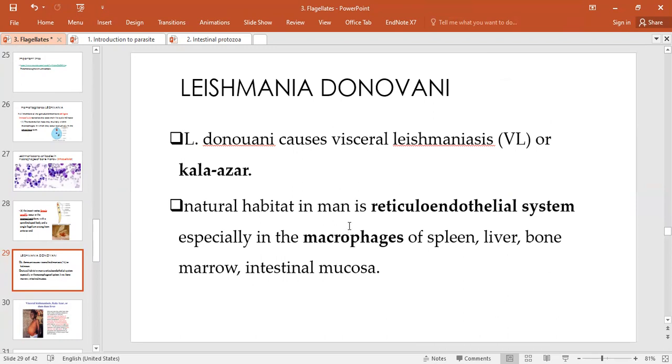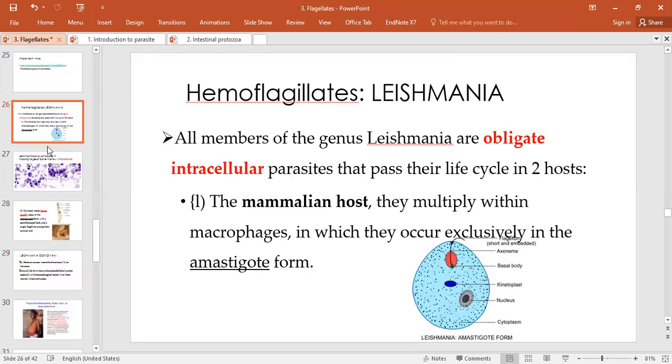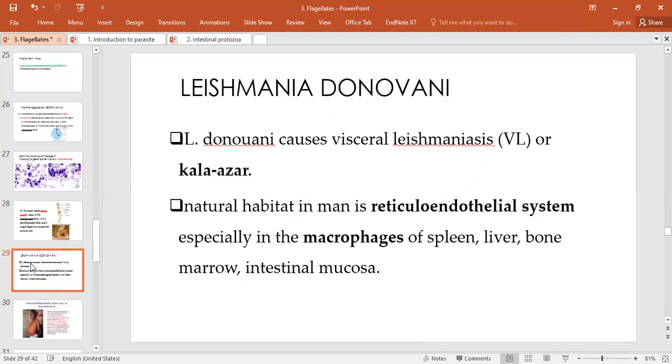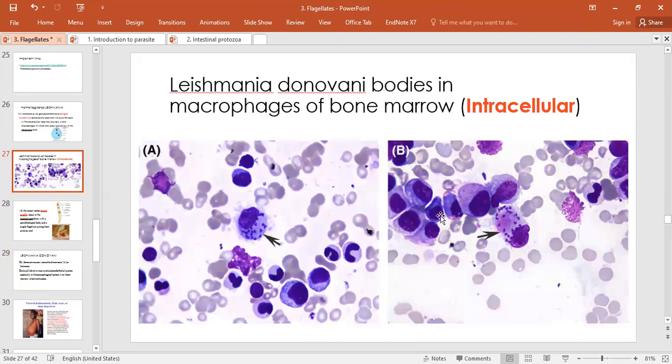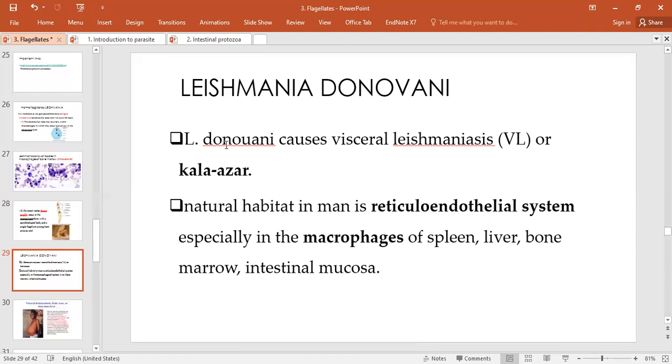Leishmania donovani. Previously, we were just talking about Leishmanias generally. Here, we'll specify and talk about Leishmania donovani. Here's an image of Leishmania donovani in a macrophage of the bone marrow. Leishmania donovani causes visceral leishmaniasis, or Kala-Azar.